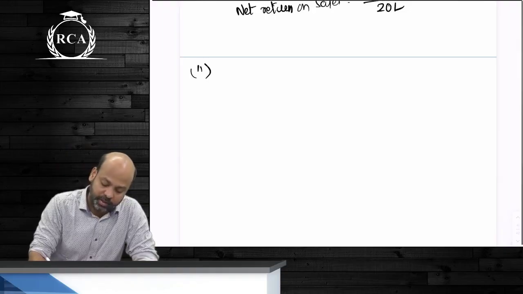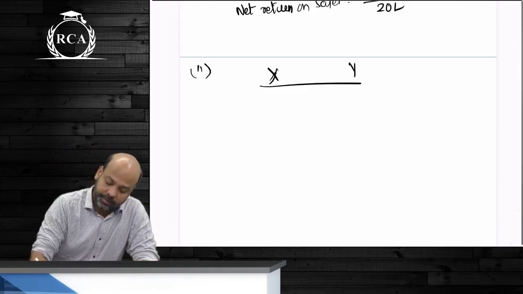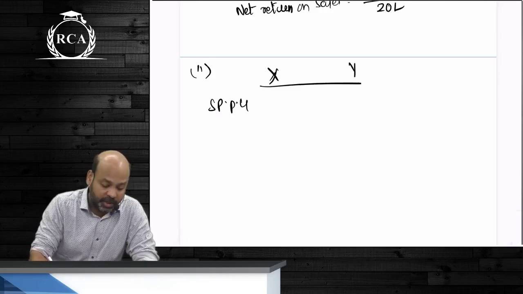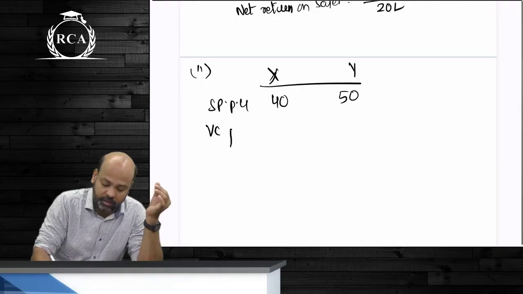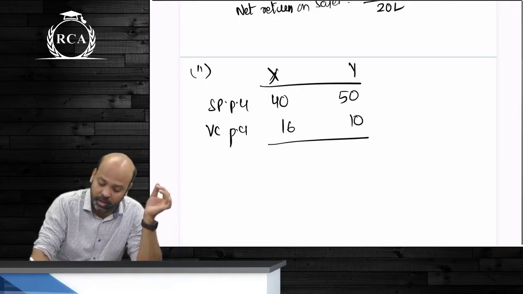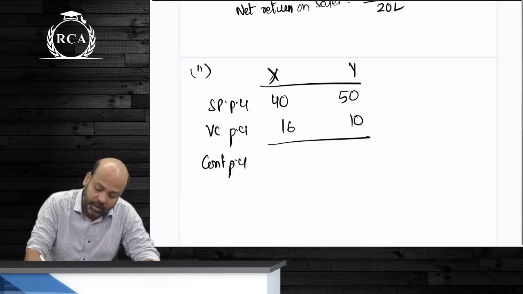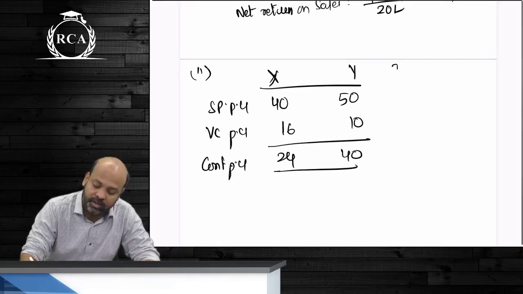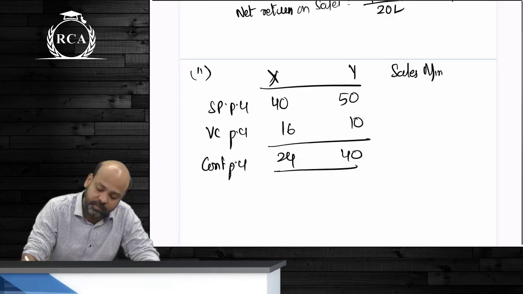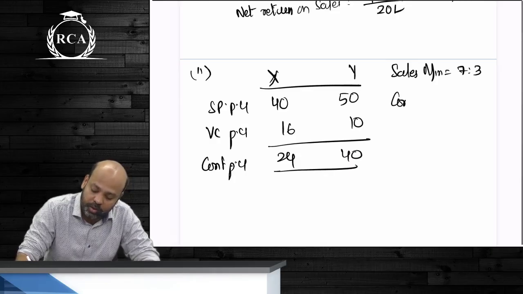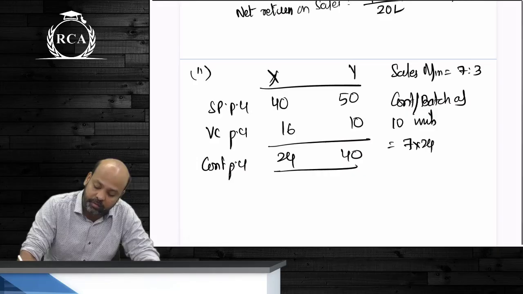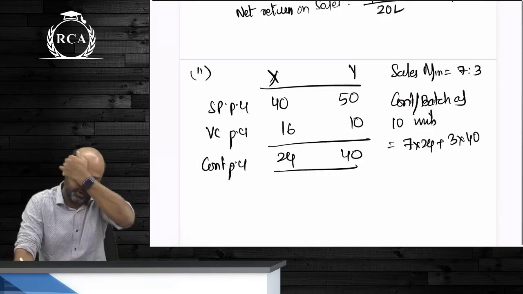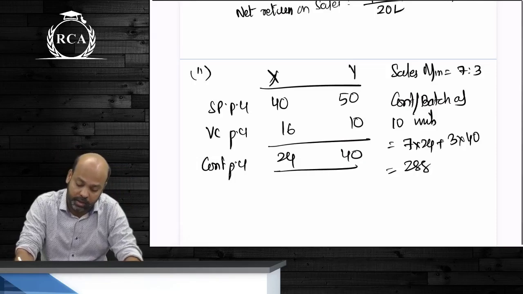First two products that we have, X and Y. Selling price per unit of X was already given, 40 rupees. Y is selling at a price of 50 rupees. Variable cost per unit was 16 and 10. Contribution per unit would be 24 and 40. Sales mix is given as 7:3. Contribution per batch of 10 units, or you can also write weighted average contribution, per batch of 10 units will be 7 into 24 and 3 into 40. 7 into 24 is 168 and 120, 288.